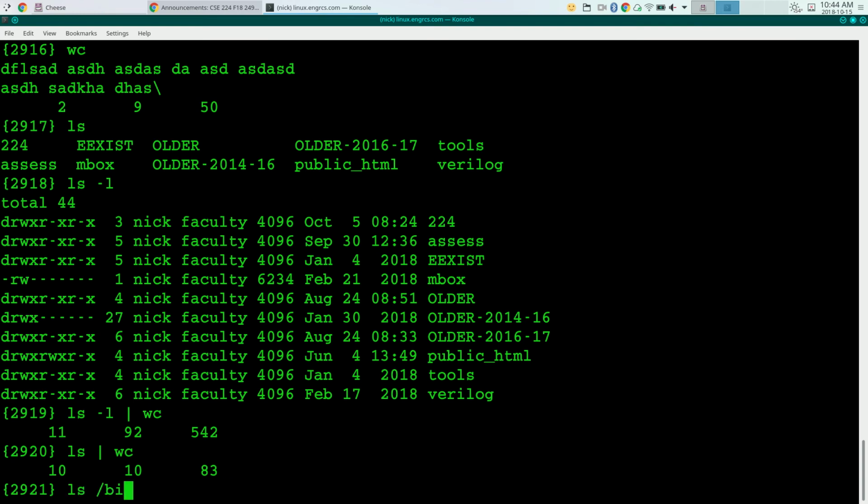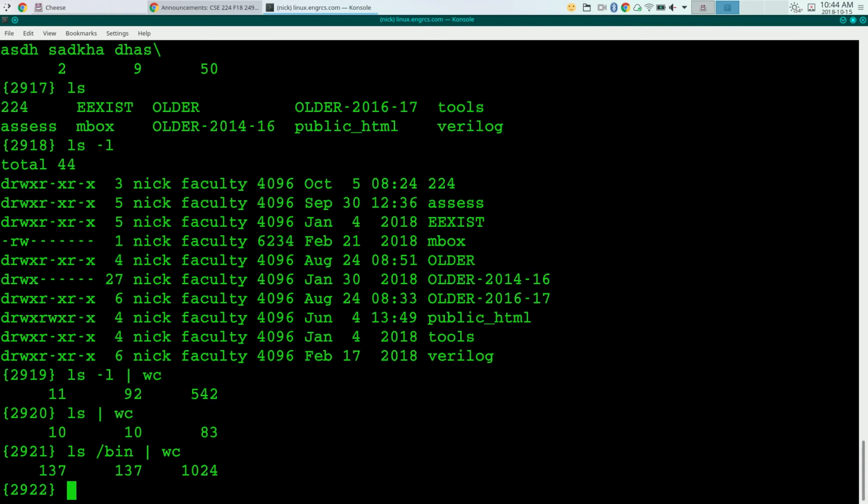If I say ls /bin, pipe it into word count, I can see there's 137 files under /bin. So there's probably a switch on ls that'll tell you how many files are in a directory. I don't need it, right? If I know this word count command and I know how to pipe.